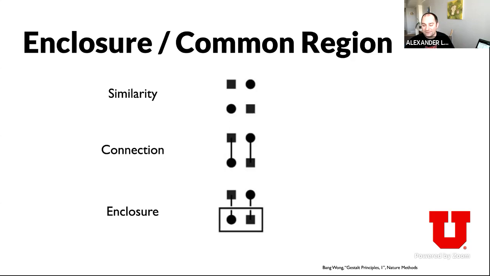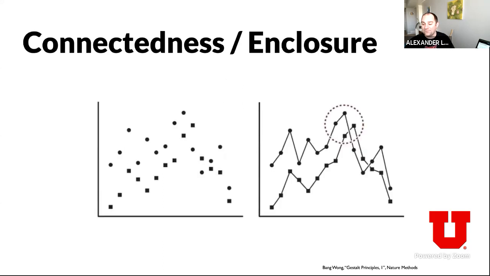So yeah, this is just another example of how similarity versus connection versus enclosure can be used to show these relationships, to highlight these elements. And we use this also for the connectedness here. In the case on the left, you have basically a dot plot or scatter plot to show something like a time series. On the right, we've actually made this into a line chart, and now we understand much better which elements belong together. And then we are also using this enclosure on the dotted line here at the top to highlight this inversion in this particular scene.